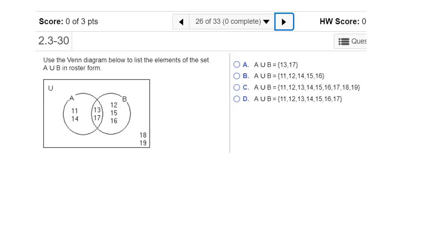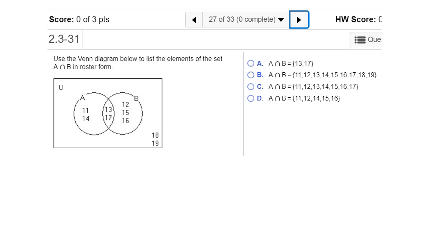Question 26 takes us into the Venn diagram. It says we're to use this Venn diagram to list out the numbers, the elements, that are in A union B. Remember, union includes everything in A, so it would be all of those numbers, along with everything in B. Even though there's an overlap, we would not list 13 and 17 twice. So I need the set that would have 11, 12, 13, 14, 15, 16, and 17. So my answer choice would be D.